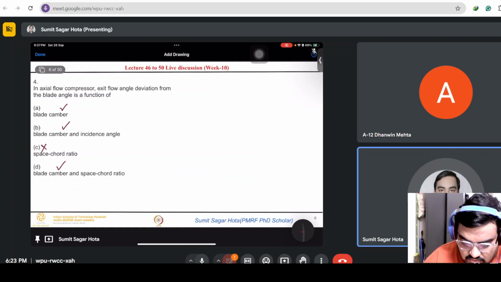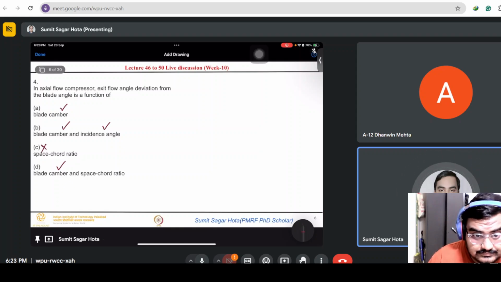Now, in blade angle, what is the most important thing to look at? The most important thing to look at in any kind of blade angle is the incidence angle also, not the space chord ratio. So the incidence angle and the blade angle are important in any kind of blade camber. The question has just reversed it. In a blade camber, the blade angle and the incidence angle are the important parameters, and those things are there in axial flow compressors.